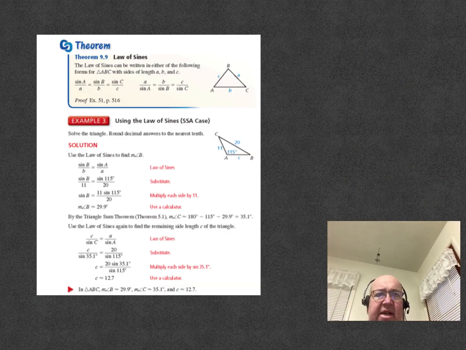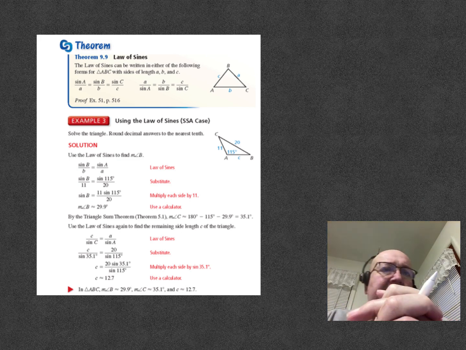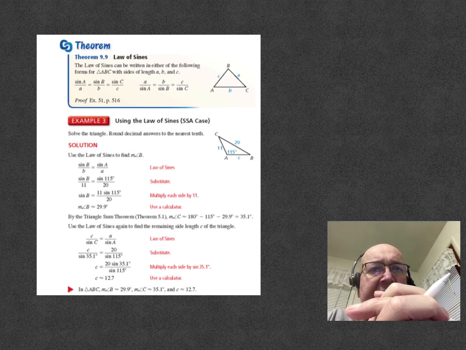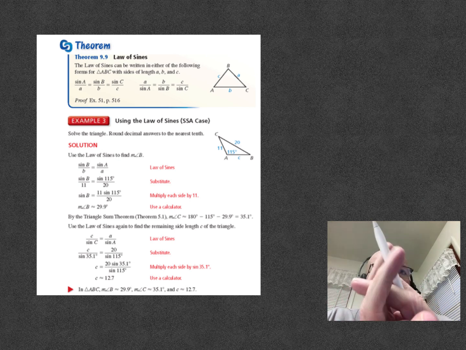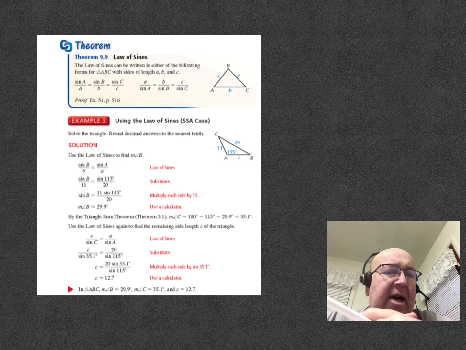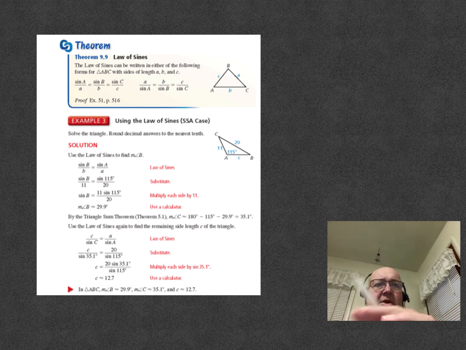The law of sines simply states that the ratio of the sine of an angle and its opposite side is equal to the ratio of the sines of all other angles and their opposite sides. So it doesn't matter whether you have sine on top or on bottom, they're all equal. They all are proportional or similar.